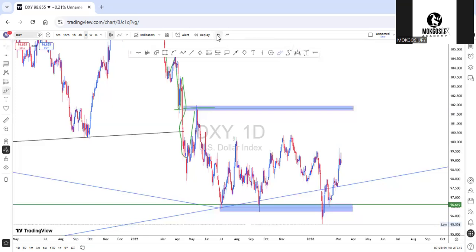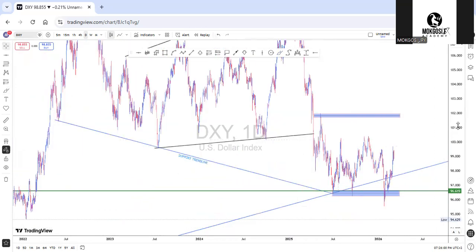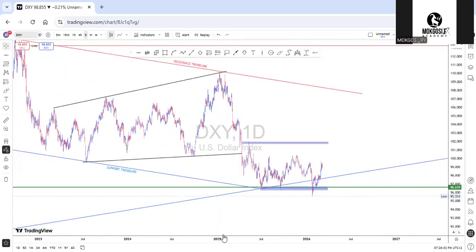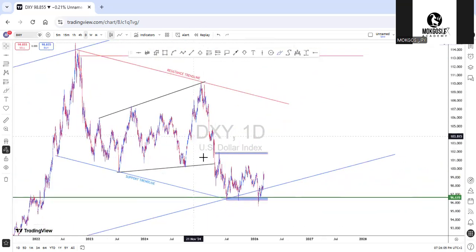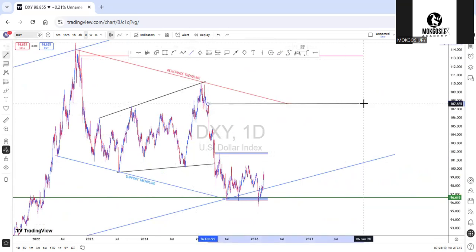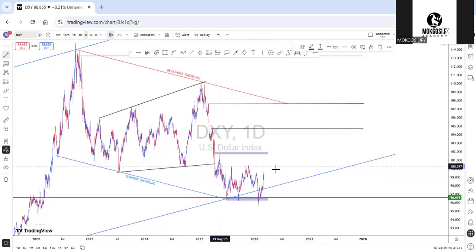Okay, let's continue. I don't want to make the chart messy. I don't want to put a lot of things, but I can still put the target here. We are targeting this level. Even this level, once we break it, something is going to happen here. But let me not mark it for now.